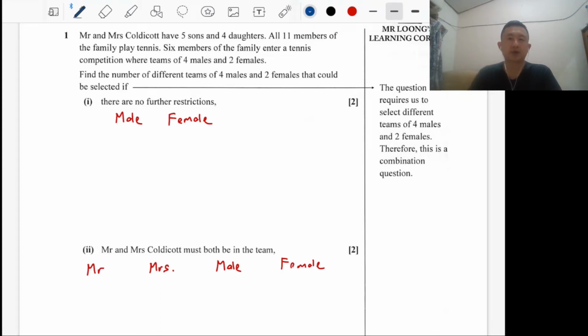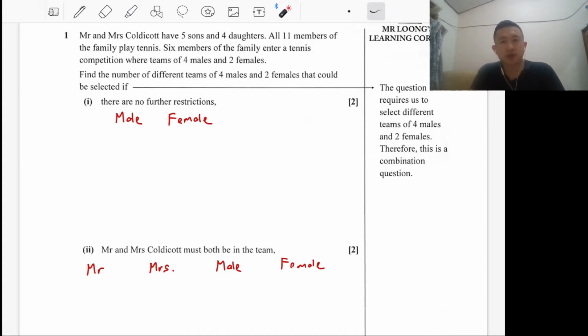Hi, today we are going to discuss an IGCSE question for the topic of permutations and combinations. For the first question, there are a total of 11 family members, including the dad and the mom, and 5 sons and 4 daughters. They are going for a tennis competition where 6 members are needed, which are 4 male and 2 female. So we are looking at the number of different arrangements if there are no further restrictions.